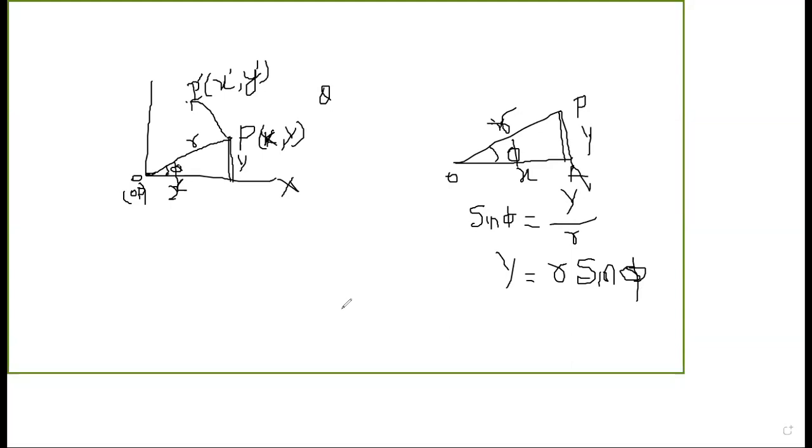Okay. What will be x? If we use cos phi, cos angle, cos phi, what will be the value? X upon R. So x equal to r cos phi. Okay.